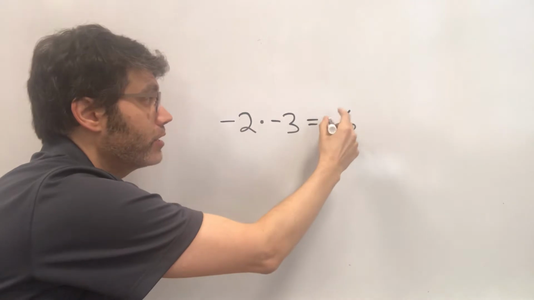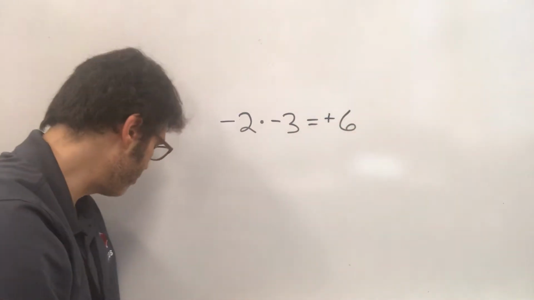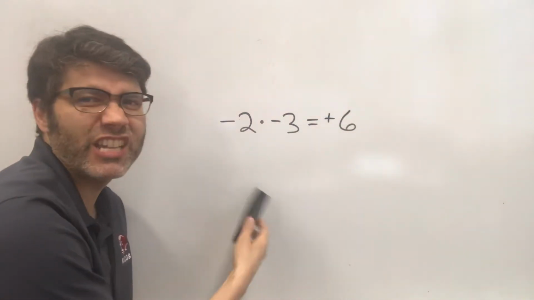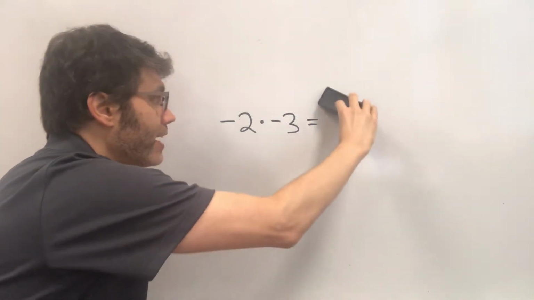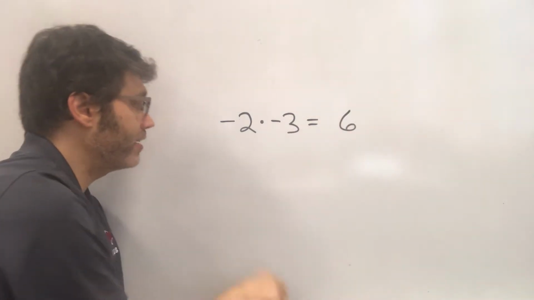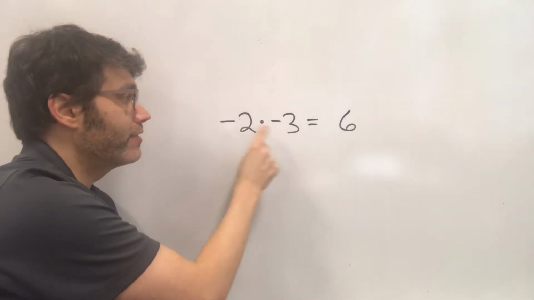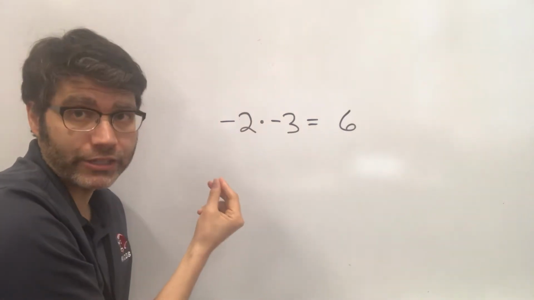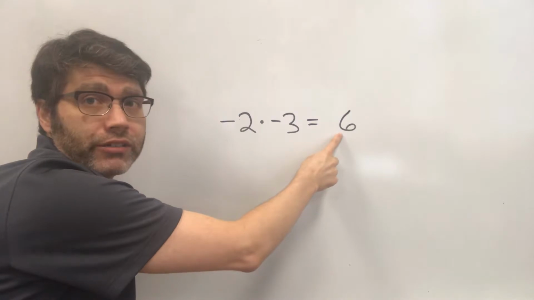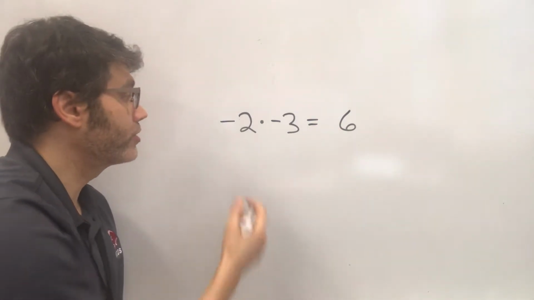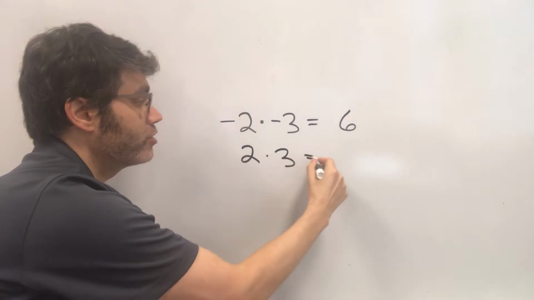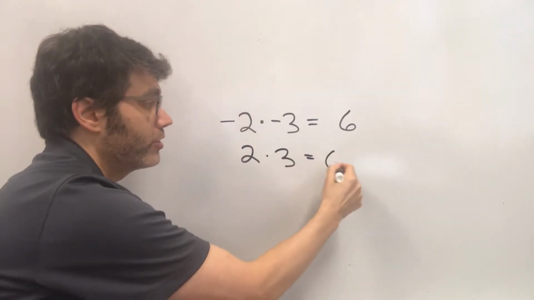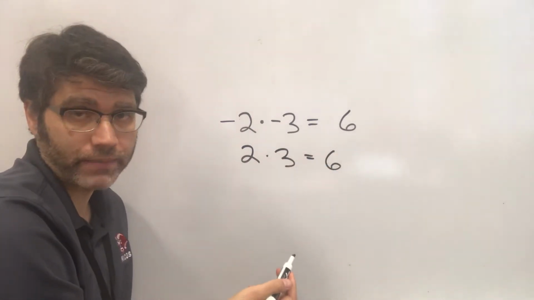You don't have to put a plus here, because if you don't have a plus there, it's just assumed that it's a positive number. So whenever you have a negative and a negative that's being multiplied against each other, it'll turn out to be a positive, okay? Of course, if you have two positives and you multiply them together, you also get a positive, okay?